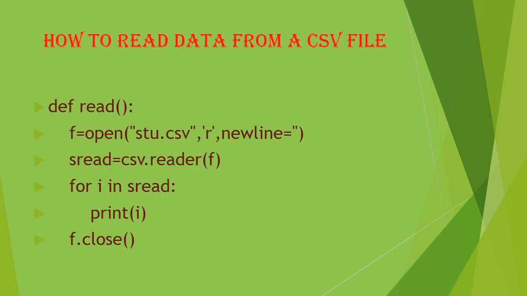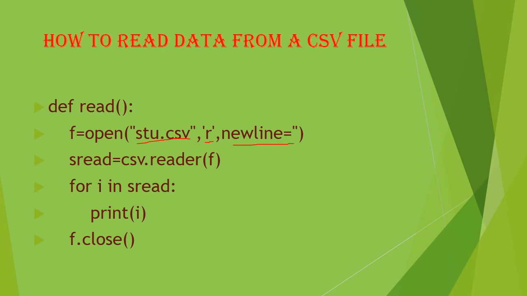Next, how to read the data from a CSV file. I'm just writing a small program for that. def read, then f is equal to open this 2.csv. This is the same thing I said, it is the file name. R, since it is the reader, so we are using read. And the newline character, I said that we needed it to avoid the blank spaces in between the spreadsheets.